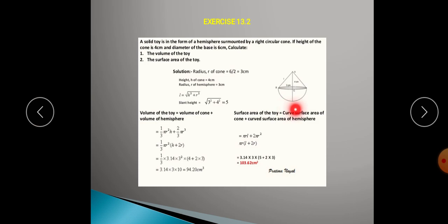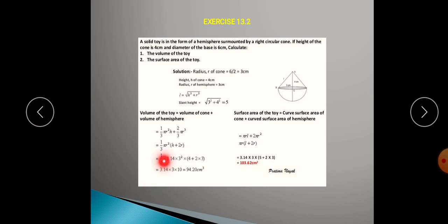In the same way, they are asking for the volume. The volume of the toy is the volume of a hemisphere plus the volume of a cone. The volume of a cone is 1 by 3 pi r square h, and the hemisphere is 2 by 3 pi r cube. You can substitute separately or take common factors out, whatever you wish, there is no problem.